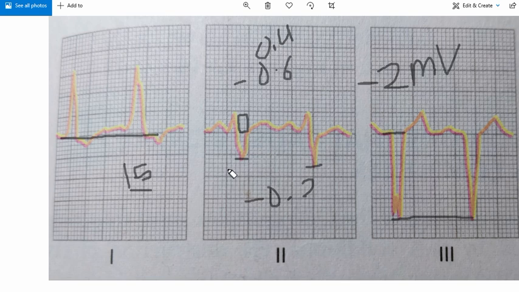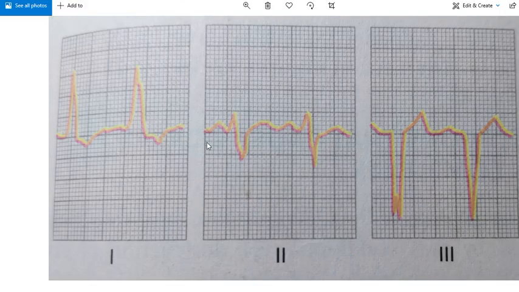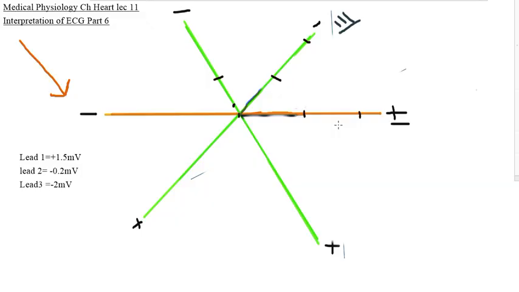Now we have to derive our resultant QRS vector from these values. These are the values: lead 1 plus 1.5 millivolt, lead 2 minus 0.2 millivolt, and lead 3 minus 2 millivolt that we obtain from our electrocardiography recording paper. Lead 1 gives us 1.5 millivolt in the positive direction, lead 2 gives us minus 0.2 millivolt in the negative direction, lead 3 gives us minus 2 millivolt in the negative direction.